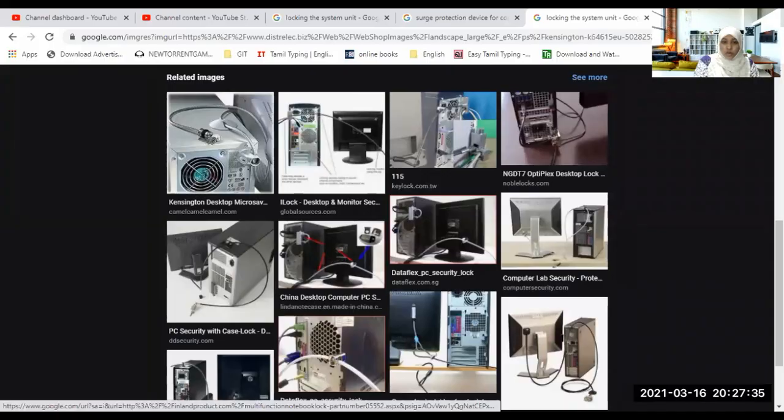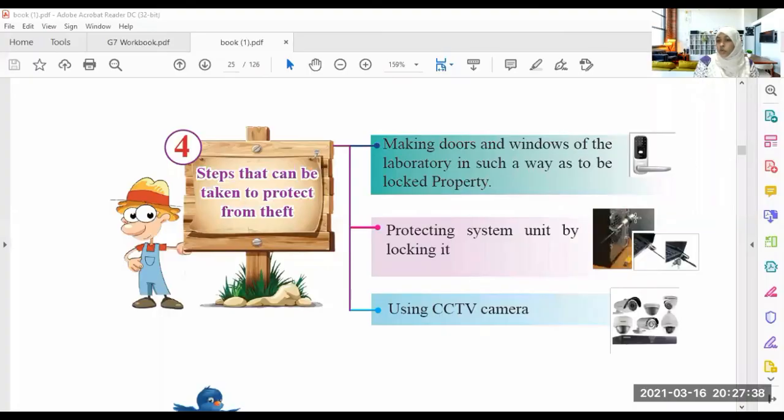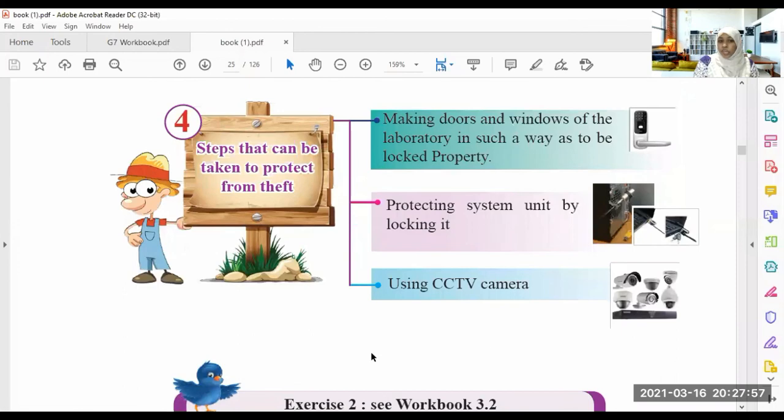So protecting from the thieves, you can lock the system unit. And also you can use CCTV cameras. With CCTV cameras, you can watch whoever comes to the laboratory, what time they go out from the lab, who came around the laboratory. You can check all these things, right? So you can protect the computers, or you can use these steps to protect from theft.